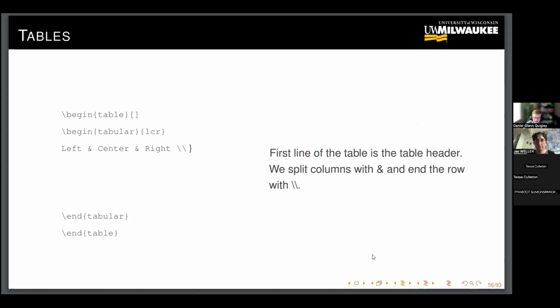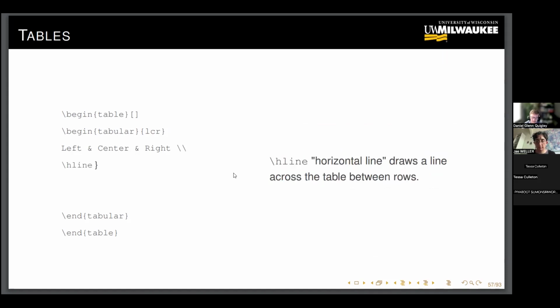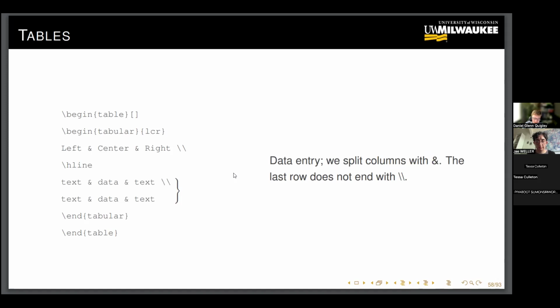All right, here's our first line of the table. I separate the columns with the ampersand. I don't need to do a backslash because I'm using this as LaTeX is expecting. And I end that line with two slashes. Maybe I want to put a horizontal line to separate the header from the rest of the table, and then I fill in the rest of the information.